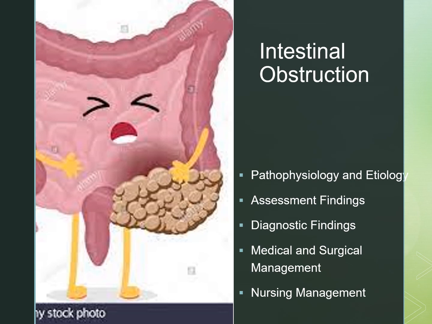So with mechanical, adynamic, complete or partial obstruction, cause can be from a tumor, adhesions, which is scar tissue in the abdomen or basically anywhere, hernias, maybe from a volvulus, which is a kinking of the bowel, or intussusception, which is where the bowel kind of telescopes on itself, or fecal impaction.